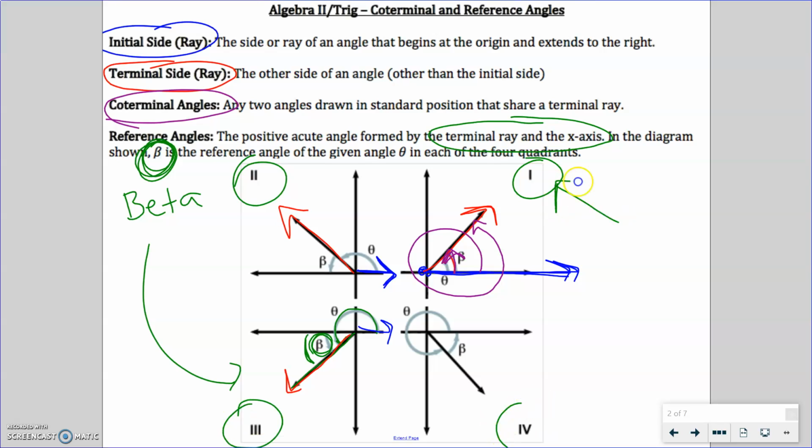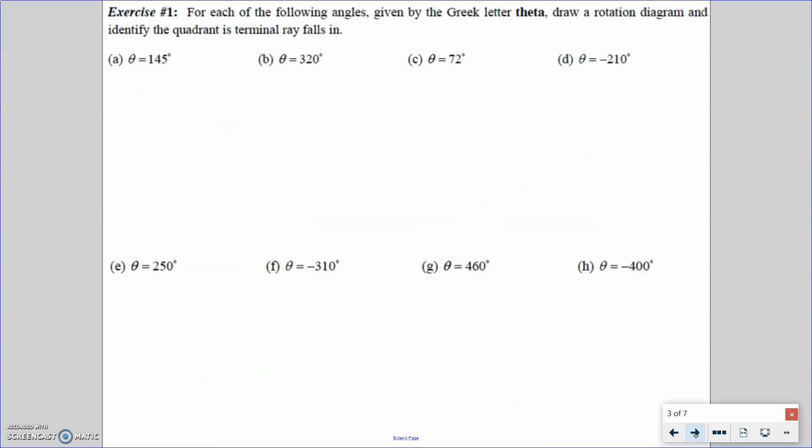Remember, we start with this one because it's the most commonly used one, and then we go counterclockwise to label the other guys. So take a minute and pause on this page and practice drawing out these pictures, and then we'll talk about your answers. You can unpause the video when you're ready.